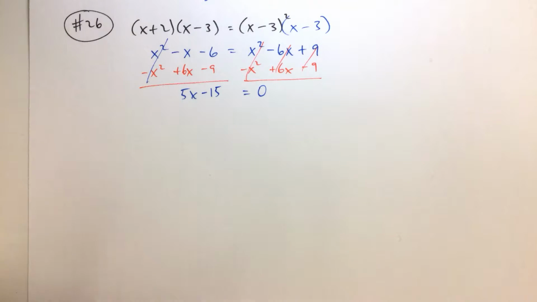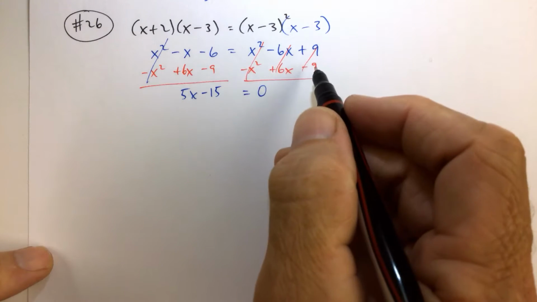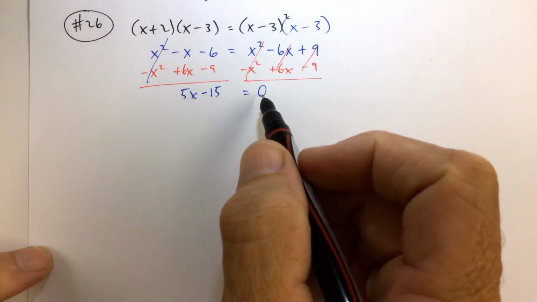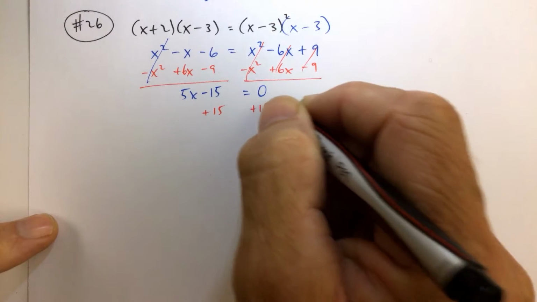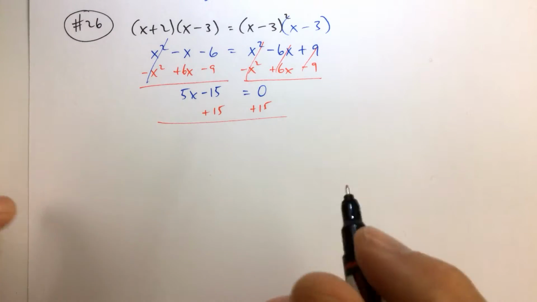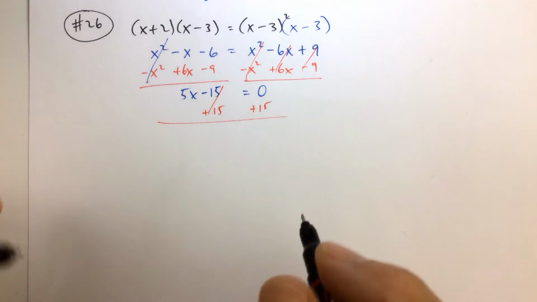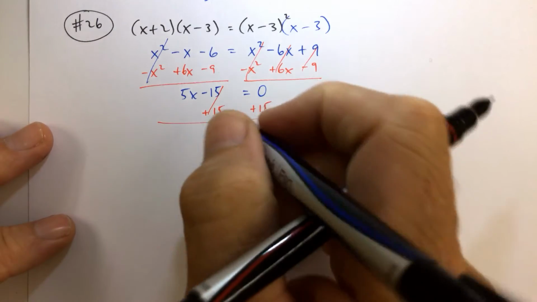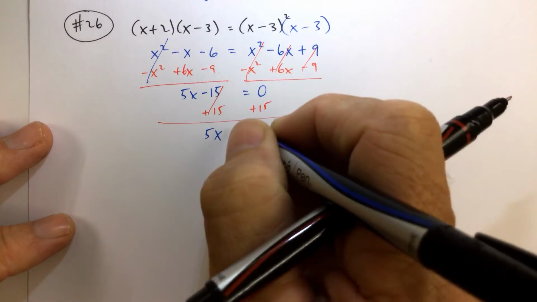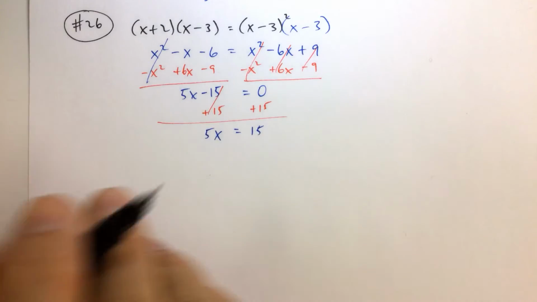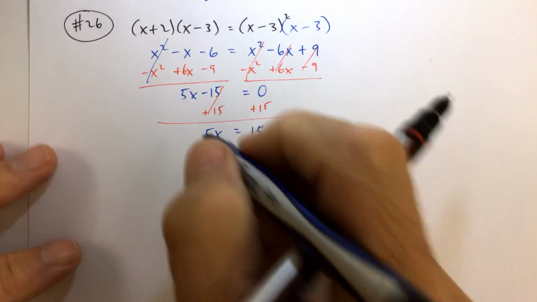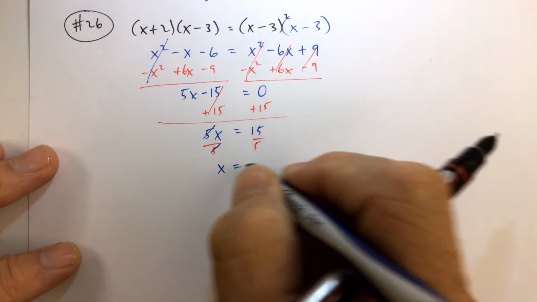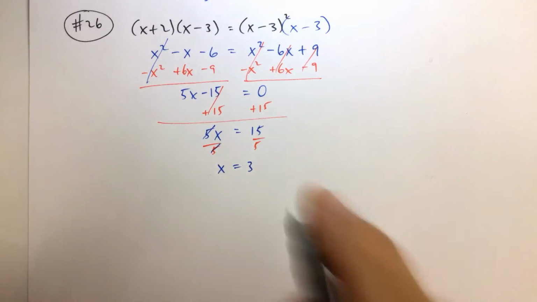So by subtracting all this stuff from one side, we see that now we just have a linear equation, and to solve a linear equation, we're going to go ahead and solve for x. Negative 15 and positive 15 cancel each other out, and on the left-hand side we get 5x. On the right-hand side we get 15, and then by dividing both sides by 5, we finally get the x by itself, and we get x is equal to 3.